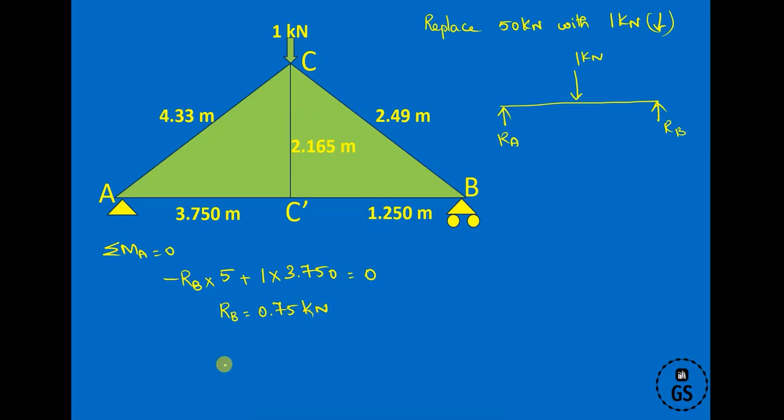kilonewton. Now we know RA plus RB is equal to 1 kilonewton, that is, total reaction is equal to total vertical reactions or load, right? So from this equation we come to know RA as 0.25 kilonewtons, right? So now we are done with the numerical with RA and RB to determine. So it is done. Now what is the next?